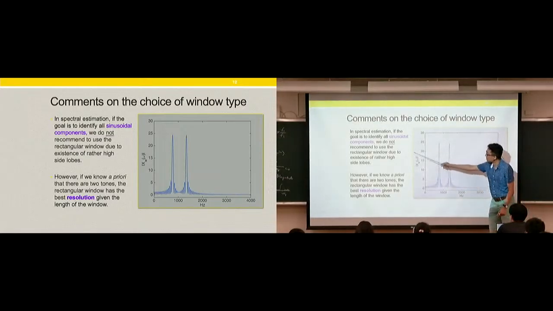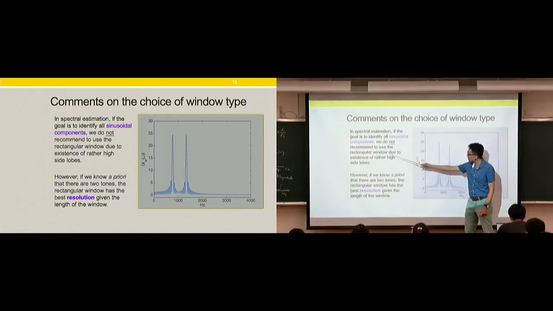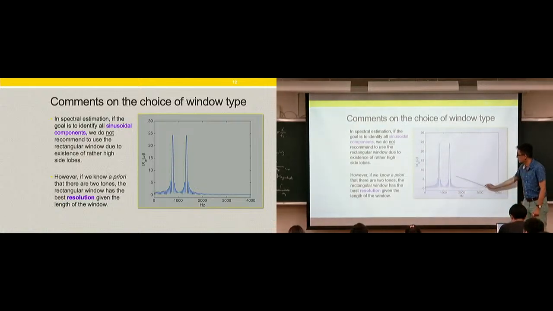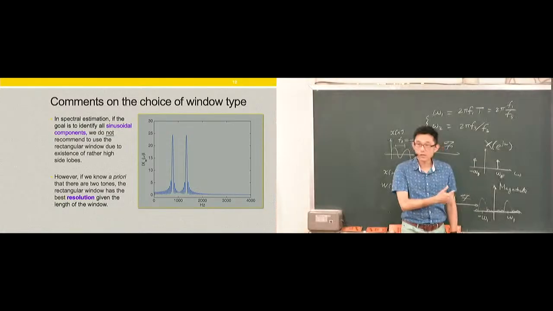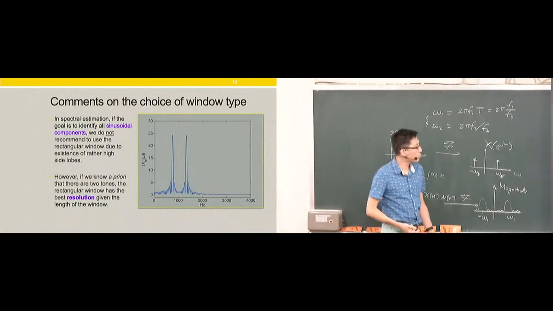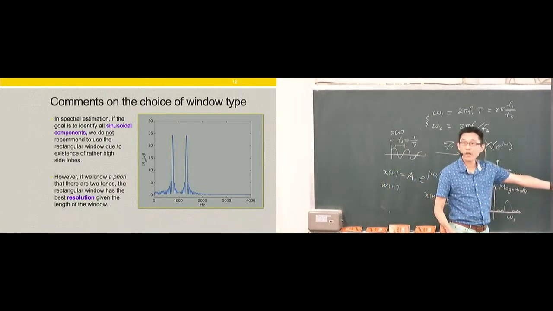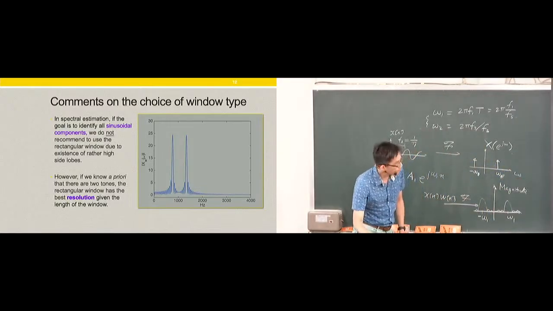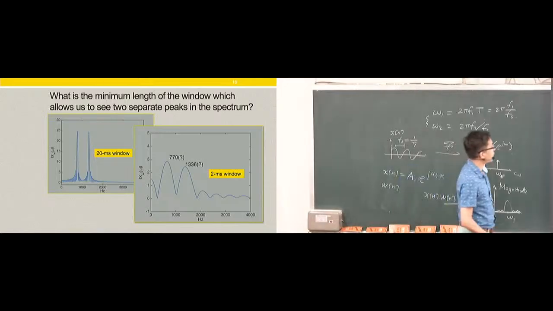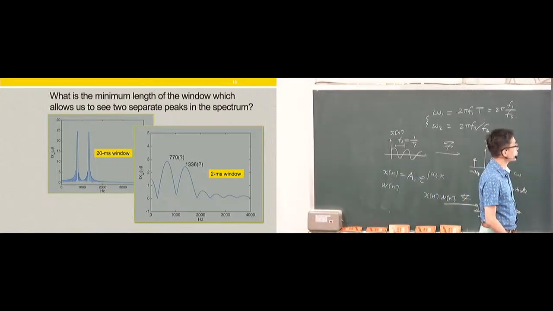So you need to think twice before adopting the rectangular window. In that case, I do not recommend using a rectangular window because of the trouble that the high side lobes are giving to us. There is going to be trouble when we try to interpret what's inside this spectrum. Is that making sense? We do not know in advance that there are two tones only. So in that case, I recommend not using a rectangular window. Maybe using a Hann window.